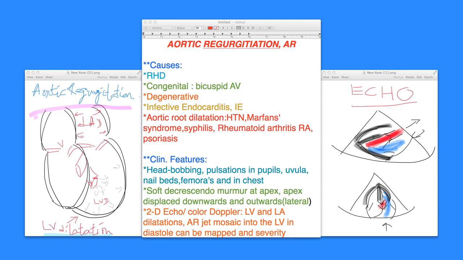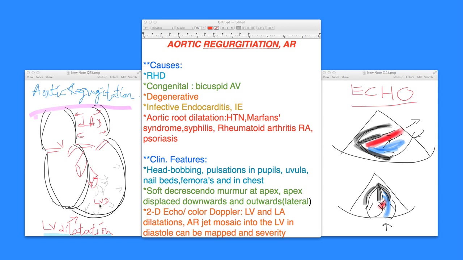When it returns back, the ventricle is already filling up from the left atrium, remember, during diastole. So you have a fill-up coming in normally from the left atrium, and then now you have a regurgitant jet coming in from the aortic root, which normally should not have occurred. So you have two ways of left ventricle filling, which is not good. So the left ventricle starts dilating over a period of time.